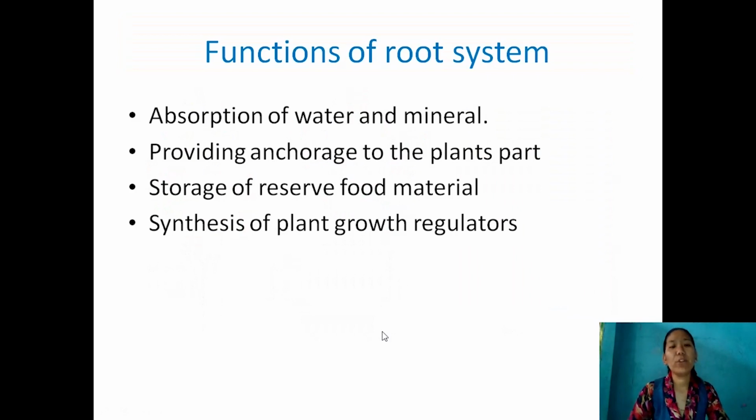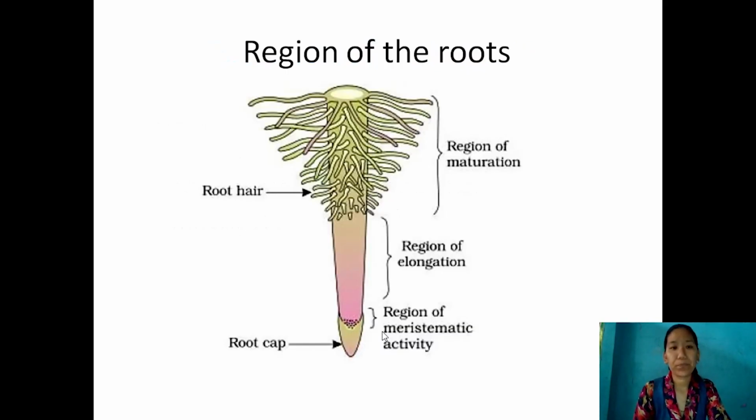Now talking about the functions of the root system. The first and foremost function is absorption of water and minerals from the surroundings, done by the root system of the plant. They also provide anchorage to the plant parts. So these are the two main functions of the root system. Other functions are that they help in storage of reserve food material and also in the synthesis of plant growth hormones.